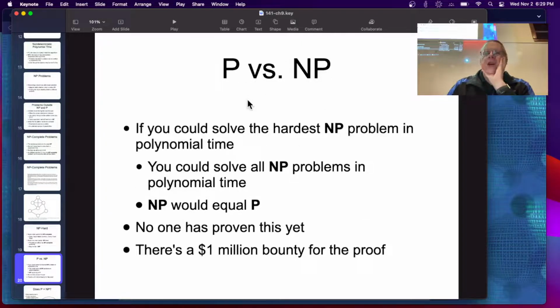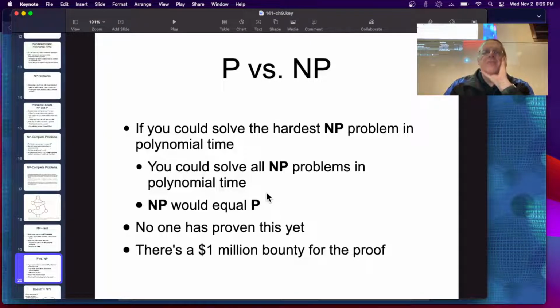So if you could solve the hardest NP problems, the NP-complete ones, in polynomial time, then you could solve all NP problems in polynomial time, and then NP would equal P. And no one has proven this yet. There's a $1 million bounty for anyone who proves whether this condition is true or not. It's famous in computer science.